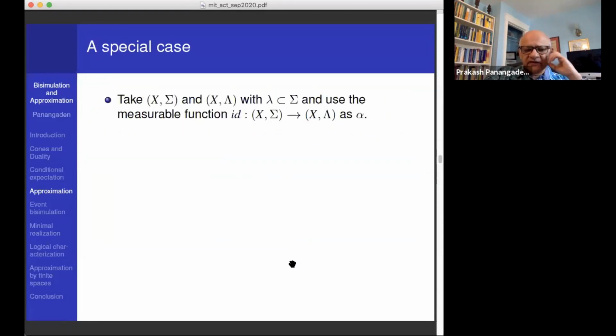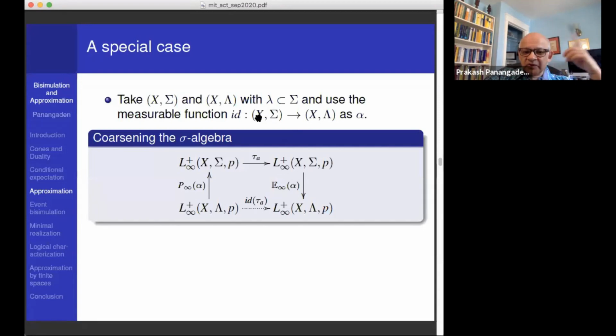So in order to justify that these things really should be thought of as approximations, take two spaces, X sigma, but actually it's the same space but different sigma algebras, where the sigma algebra lambda, I'm sorry, this should be a capital lambda, is a sub-sigma algebra of the sigma algebra sigma. So you can think of it as a coarsened version of the original sigma algebra. So now the identity function in this direction is of course measurable. It wouldn't be in the other direction.